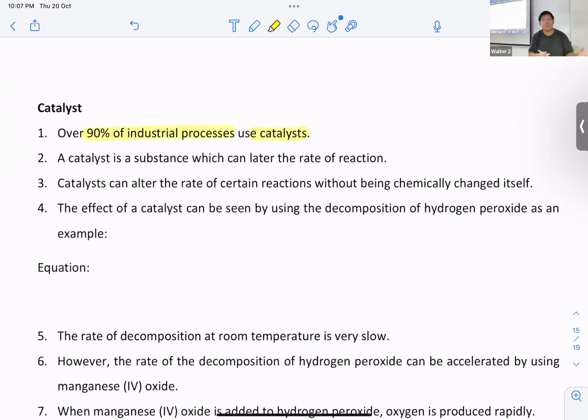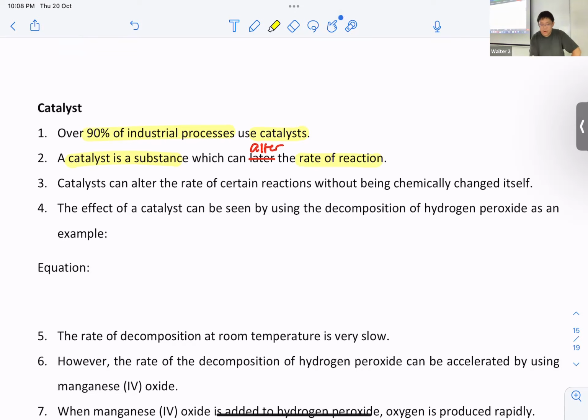So that's why most of these industrial processes involving chemical reactions require catalysts to speed up the chemical reaction. Okay, so what is a catalyst? A catalyst is a substance which can alter, so just change this word for alter, the rate of reaction. The question is how? It helps by lowering the activation energy required for a chemical reaction. You understand?